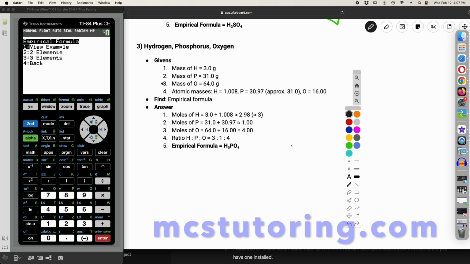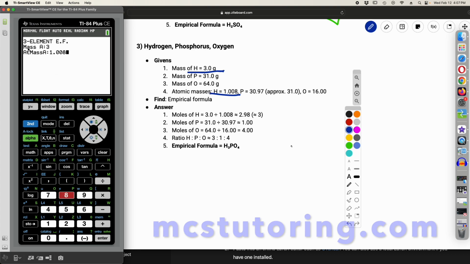Yes, indeed. Okay, so again, we got a 3 element as our last example. Mass of A is 3. This one will go blue. That's 3 and 1.008 for the atomic mass. So this mass is the mass in the sample, or the percentage in the sample, that first number. The second number is the atomic mass, or the gram formula mass or the molar mass. I think they're all interchangeable terms. Again, I'm not a science guy. I'm a math guy. I'm just kind of moonlighting here.